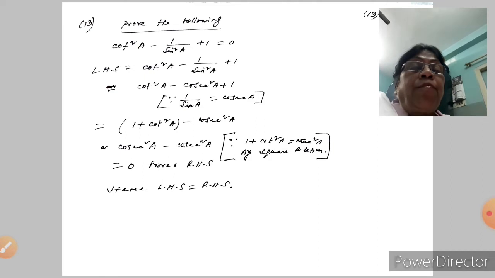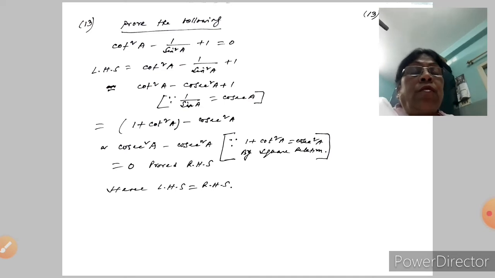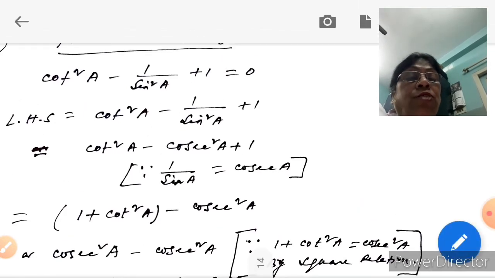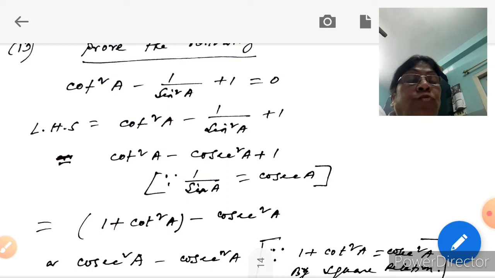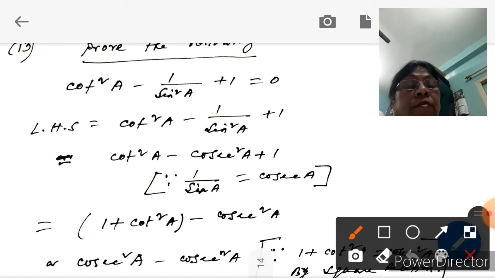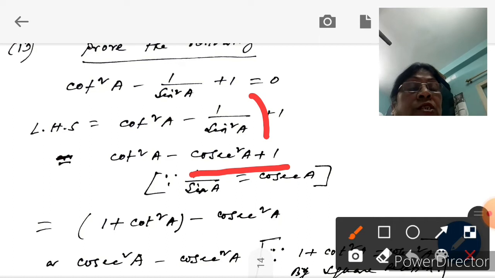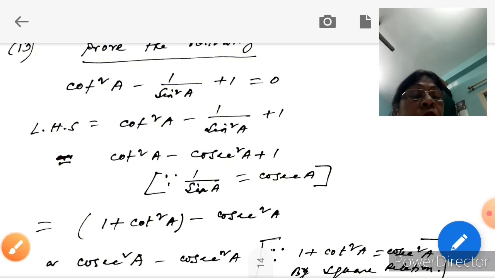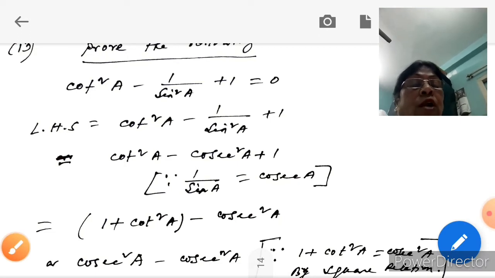Cot square A minus 1 by sin square A plus 1 is equal to 0. So, we take the left hand side, cot square A minus 1 by sin square A plus 1. Why should I write cosec square A instead of 1 by sin square A? Now, this is reciprocal relation, we know 1 by sin square A is equal to cosec square A by reciprocal relation.